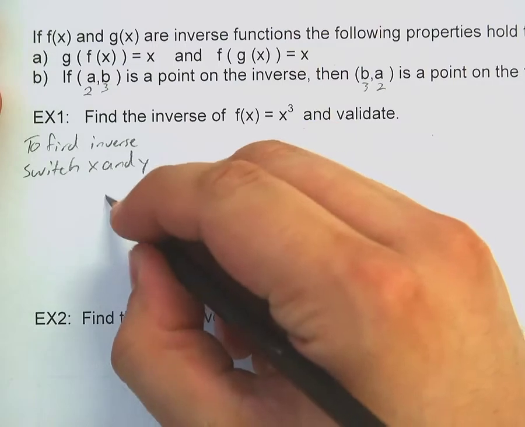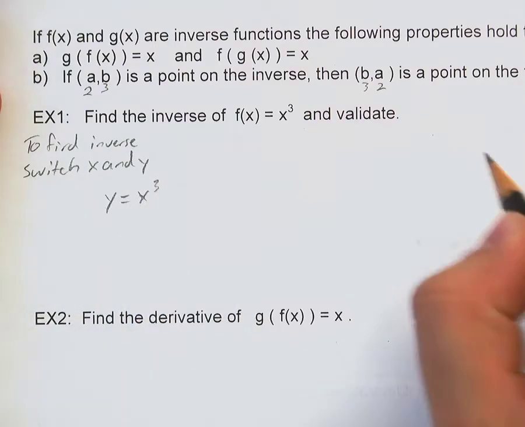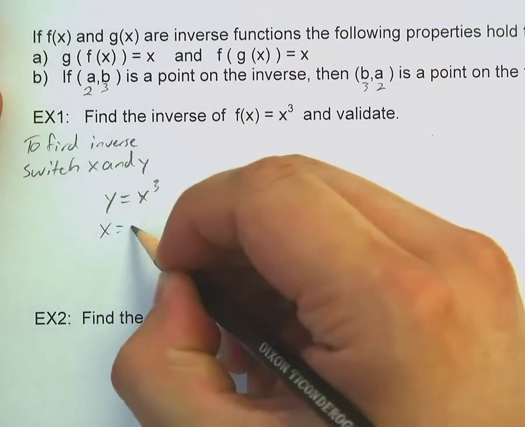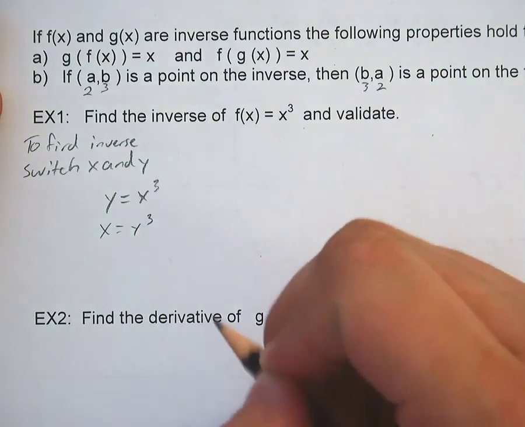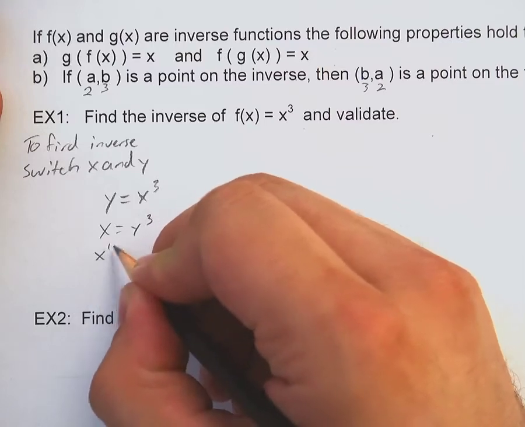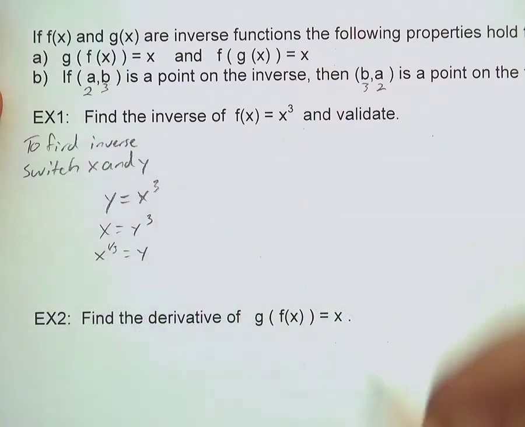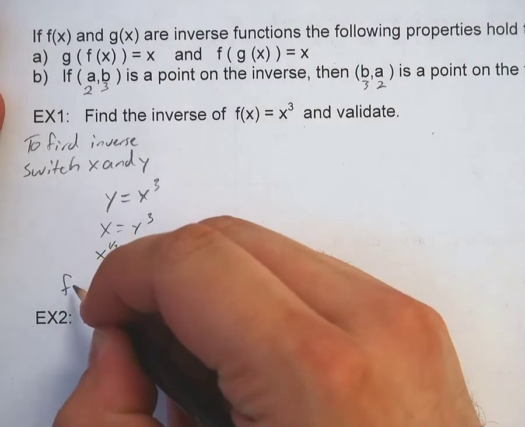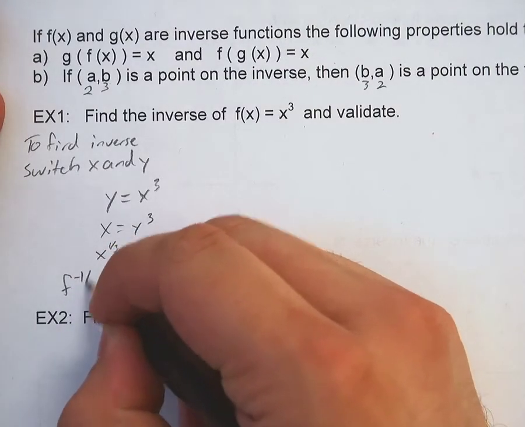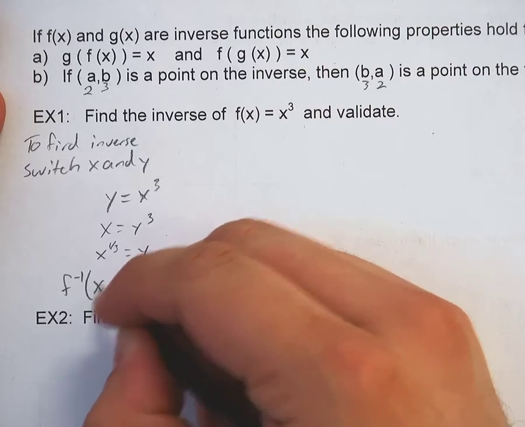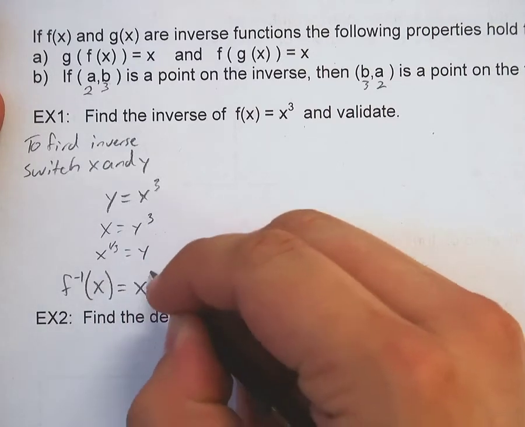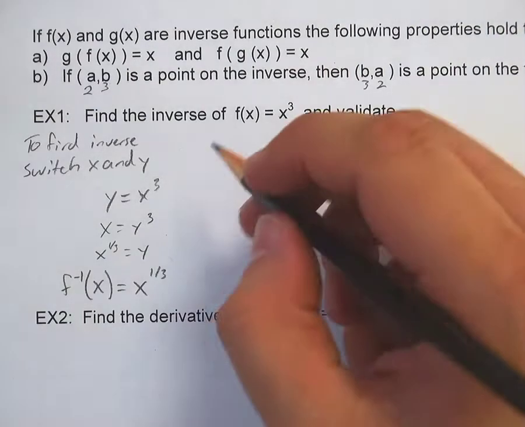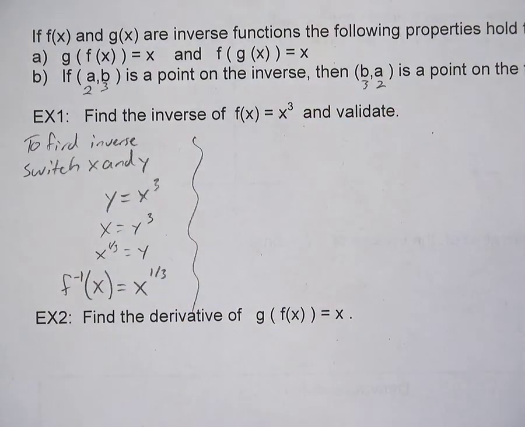So you have y equals x cubed, which is our function. So x equals y cubed. Then we cube root it, so x to the power of 1/3 is y. So you could say that the inverse, f to the -1 of x, is x to the 1/3, or the cube root of x, right? Well then, you can validate it.